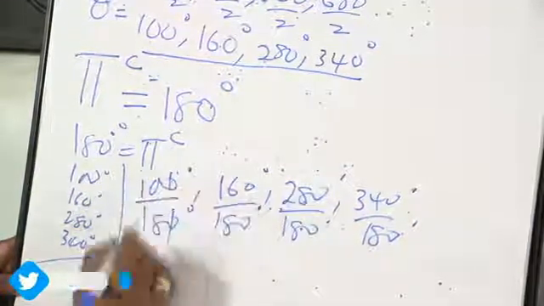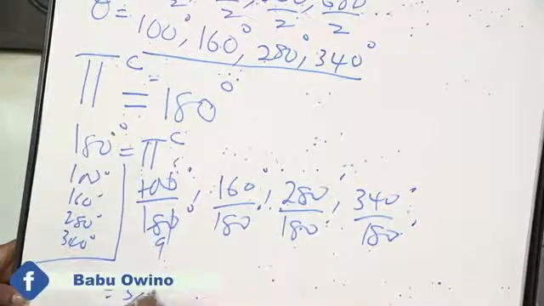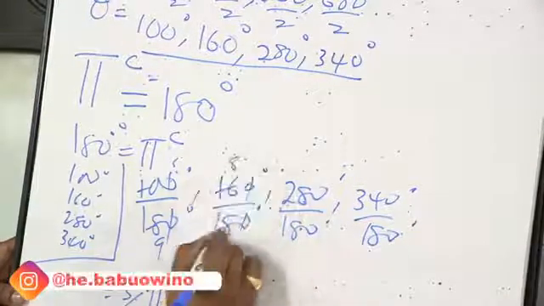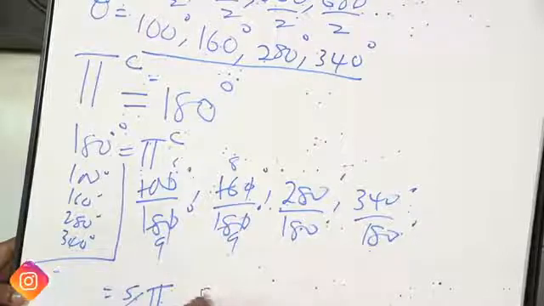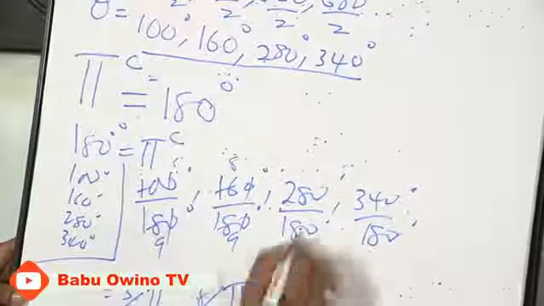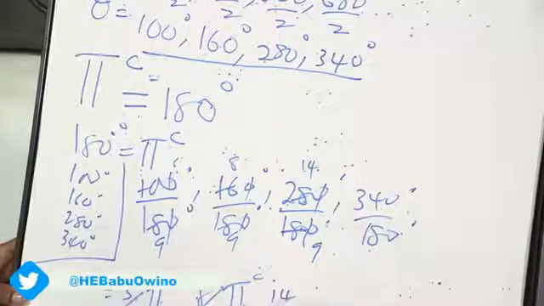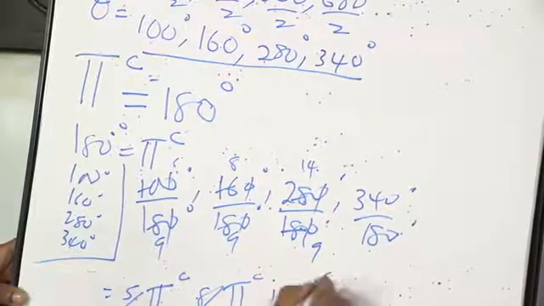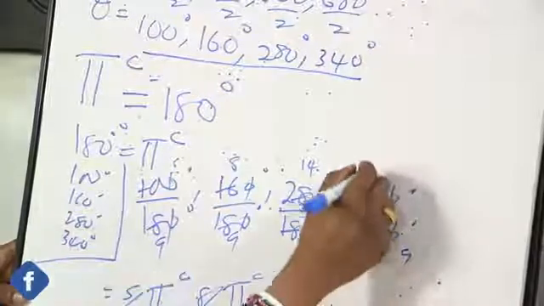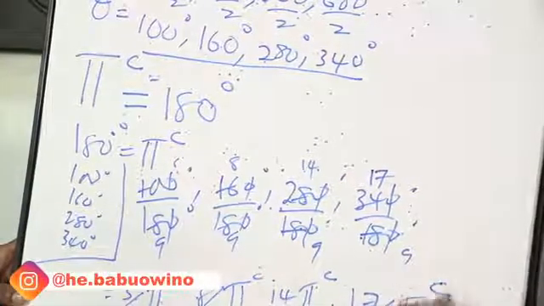So when we simplify this further, 2 here 5, 2 here 9. So you get 5 over 9 pi, 2 here 8, 2 here 9, 8 over 9 pi radians, 2 here 9, 2 here 14, 14 over 9 pi radians, 2 here 9, 2 here 17, 17 over 9 pi radians.